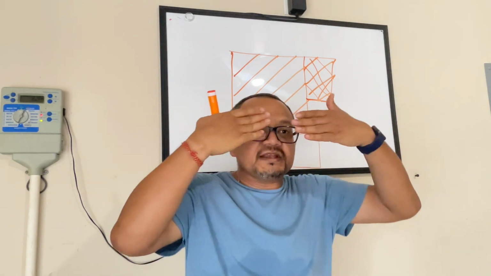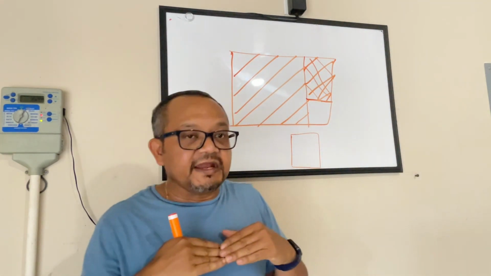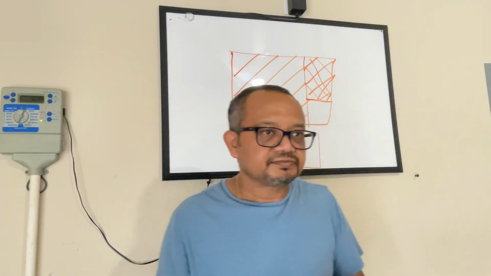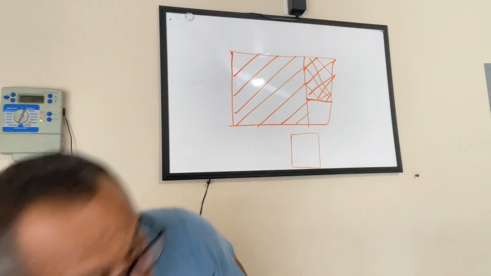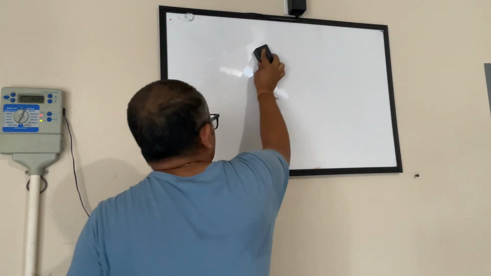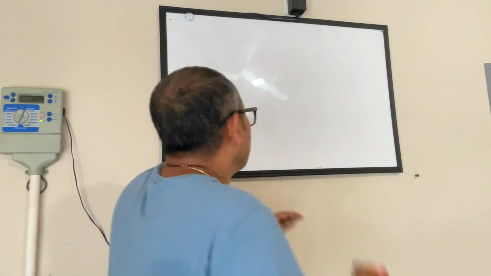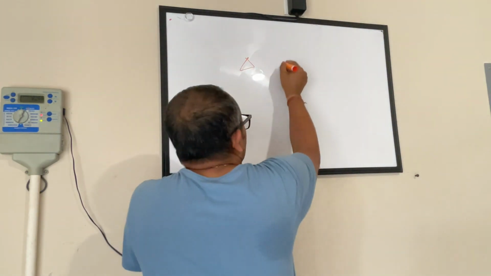So area is the space on a surface taken by any object or any shape that you draw. Now, that means bigger the object, more the area required. Smaller the object, lesser the area required.